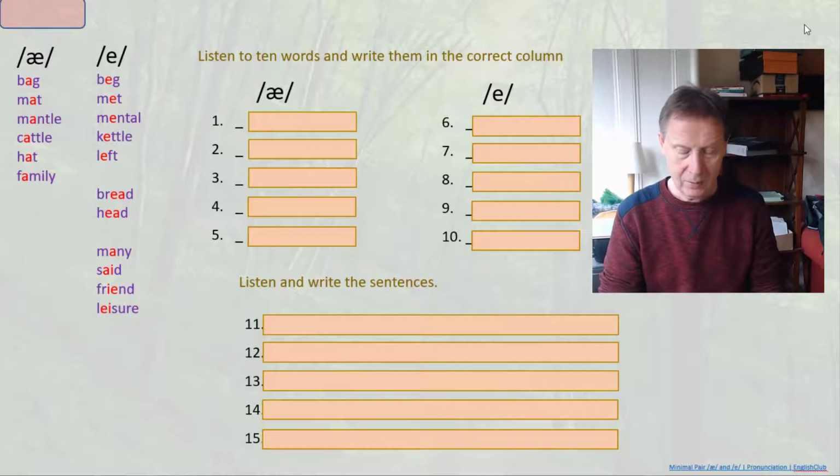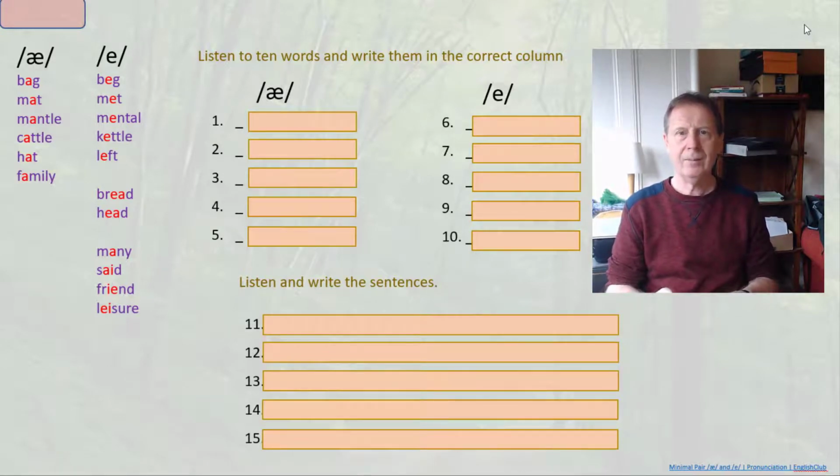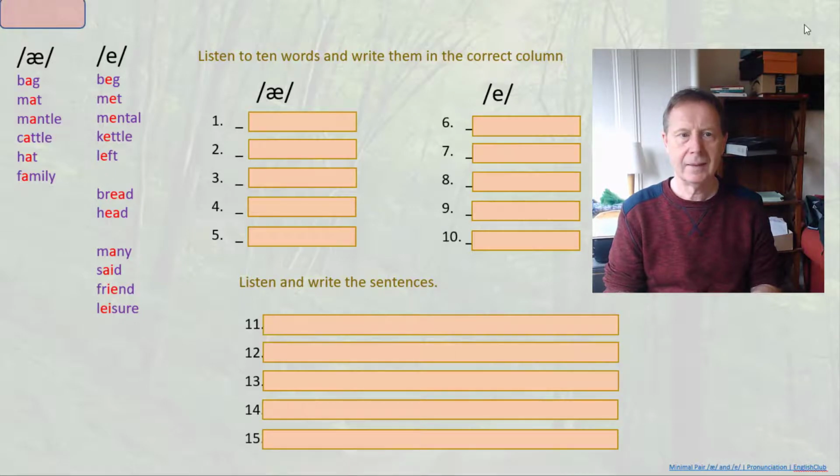Now, the next sound is E, so there are some irregular spellings. Number 6, lend. 7, guess. 8, flesh. 9, spend. 10, pleasure.